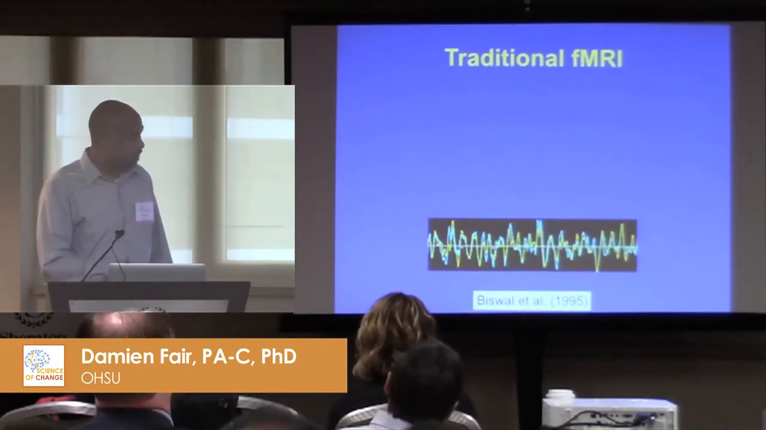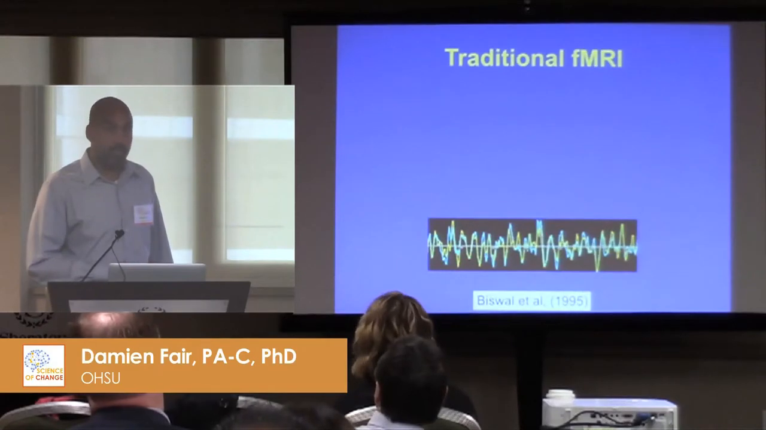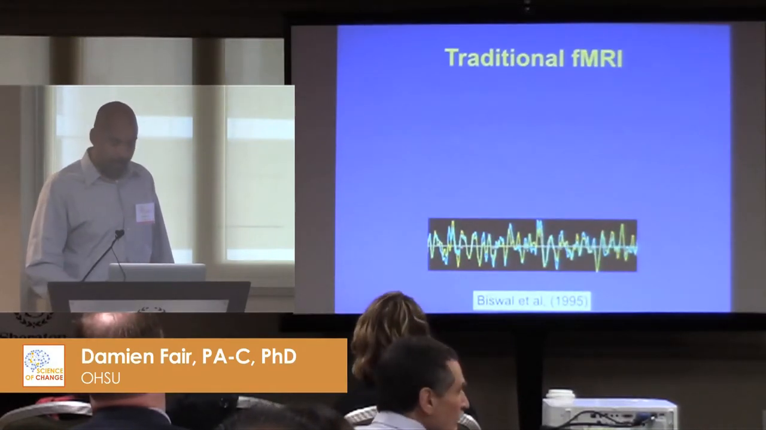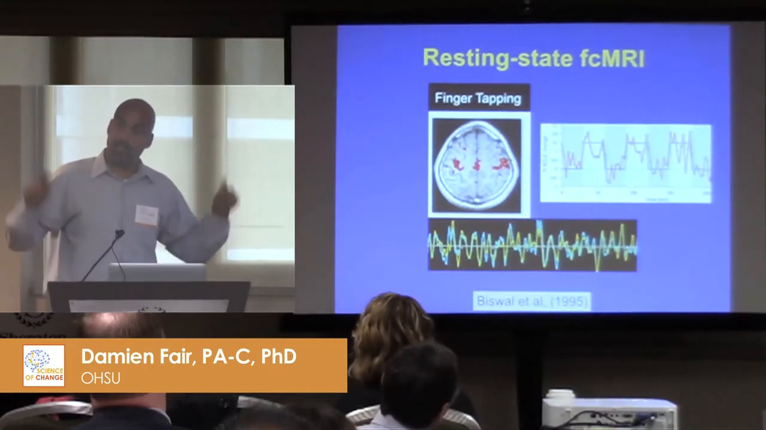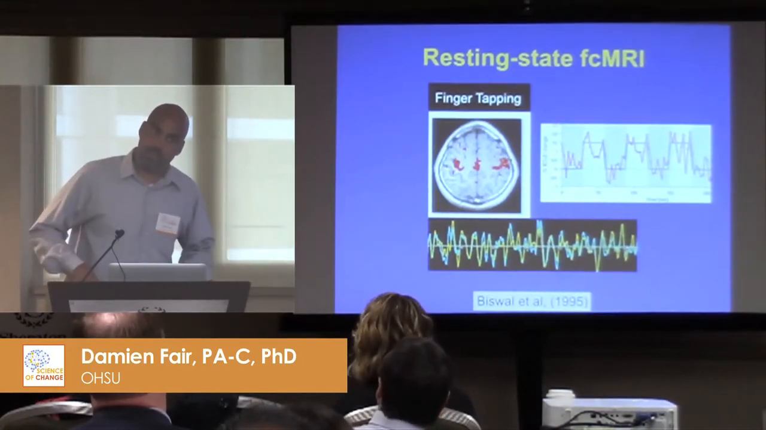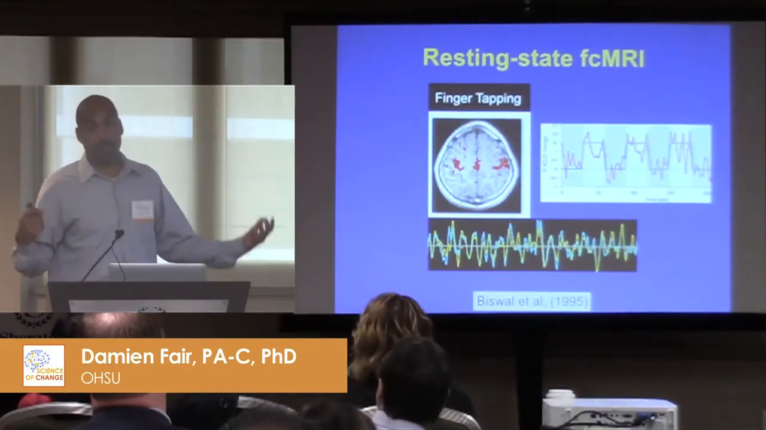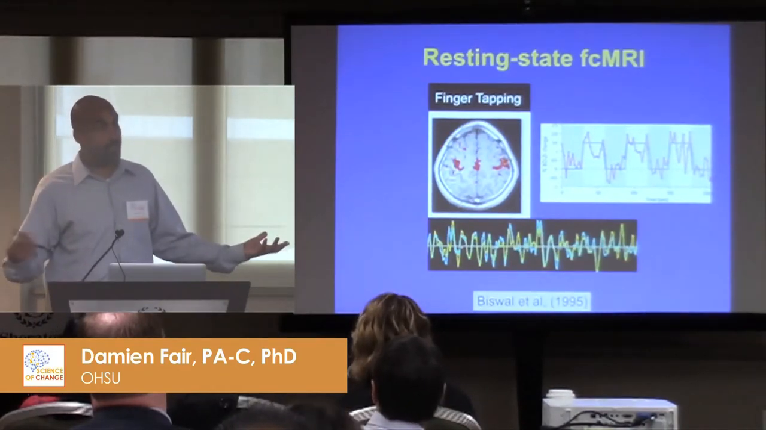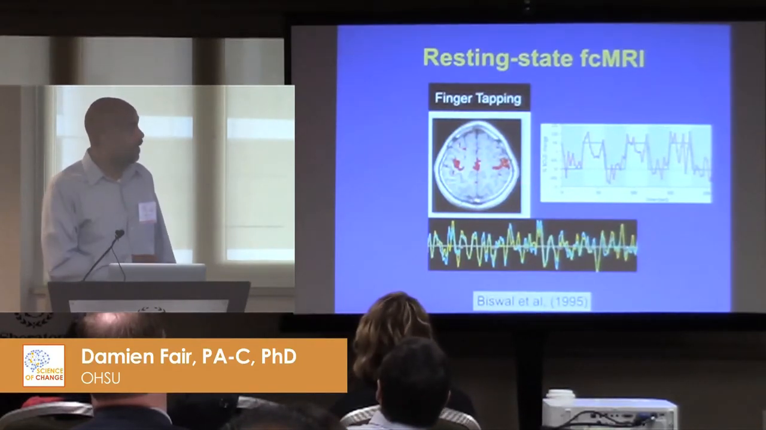Now, Bharat Biswal, back in 1995, decided to look a little more closely at this noise. He started off with a traditional experiment where he had folks in the scanner finger tapping and then rest, over and over again. Did selective averaging, and lo and behold, the parts of the brain that were active when you're tapping your finger, like motor cortex and supplementary motor areas, okay?